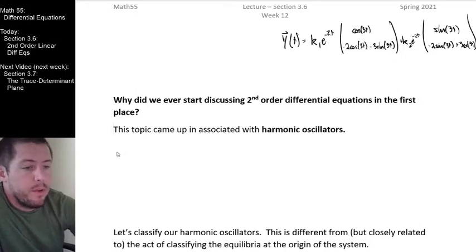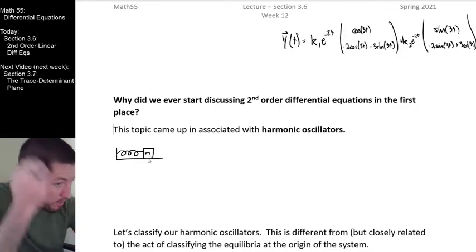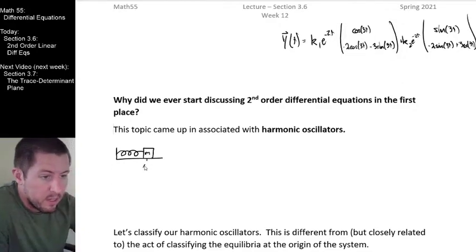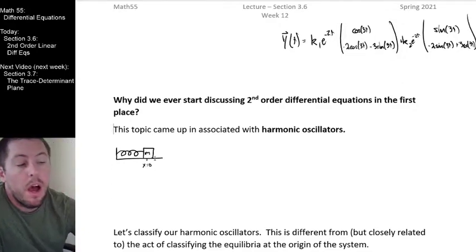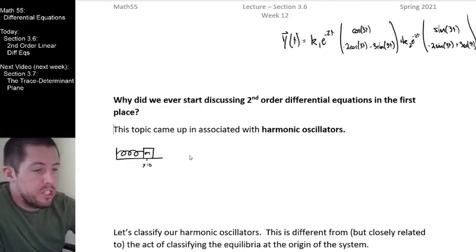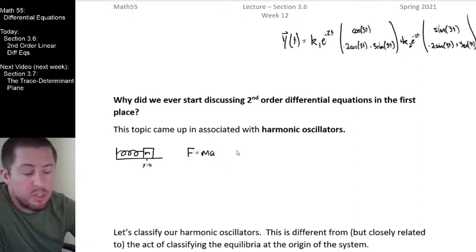In this situation, we started by doing a mass on a spring scenario, and this is just one representative example. There's tons of things that are in a sense equivalent to this. We had this mass on a spring, and we said this is our location at x equals 0. What we said to ourselves was, to describe all of the forces, it should be that the force is equal to mass times acceleration. We started with Newton's second law of motion.